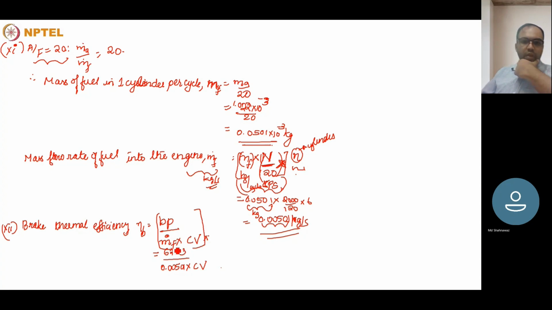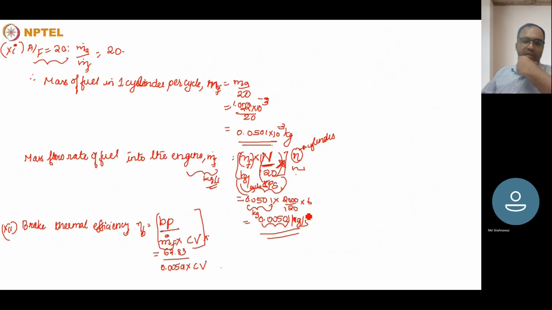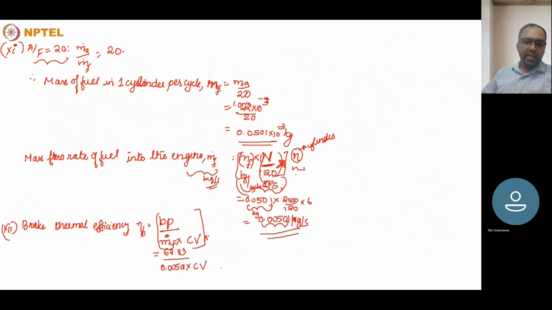In normal terms, when there is no combustion efficiency, we can directly take the input energy to be equal to mass flow rate into the calorific value of the fuel. But since combustion efficiency of 0.98 is given, the input energy to the engine will also be reduced by that factor. So this is the combustion efficiency. It will be coming around 42,000 multiplied by 0.98. So it will be coming around 0.305. So efficiency will be 30.5%.